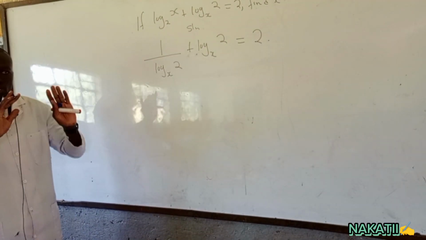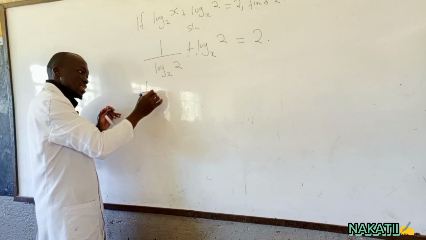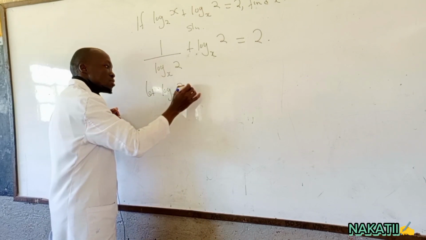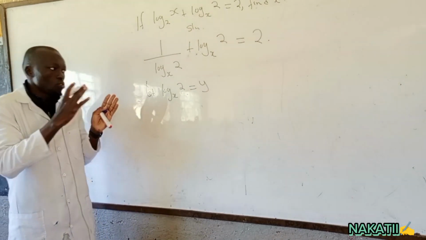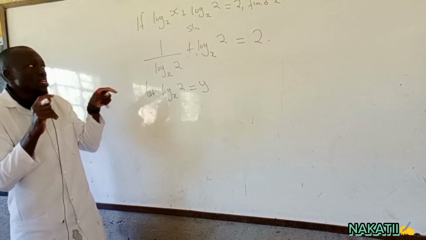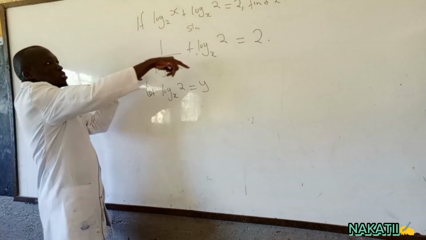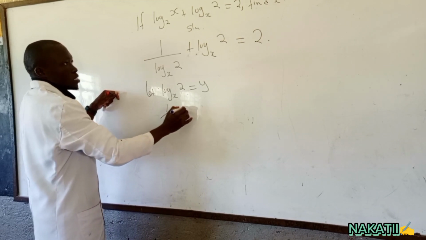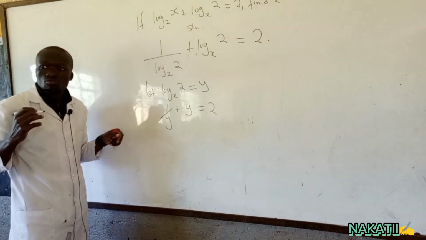Then when you reach this point, you have to do something. You say let log 2 to base x be equal to what? y. You introduce something else. Let log 2 to base x be y. So where there's log 2 to base x, you replace with y. So in this one here, I'm going to have 1 over y plus y is equal to what? 2.